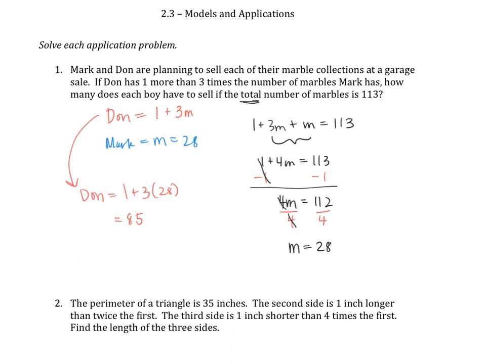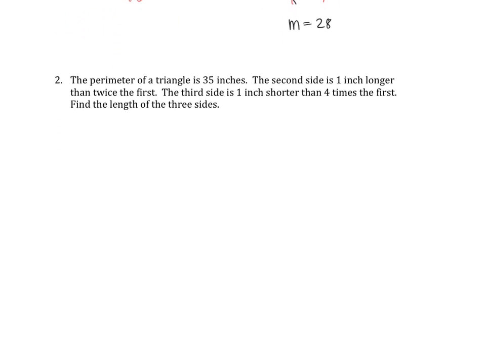Okay, so that's just one example. There are many variations of problems that you can see, but hopefully you can take the idea in this example and apply it to some that you will see in this section. Number 2: the perimeter of a triangle is 35 inches. The second side is 1 inch longer than twice the first. The third side is 1 inch shorter than 4 times the first. Find the length of the 3 sides.